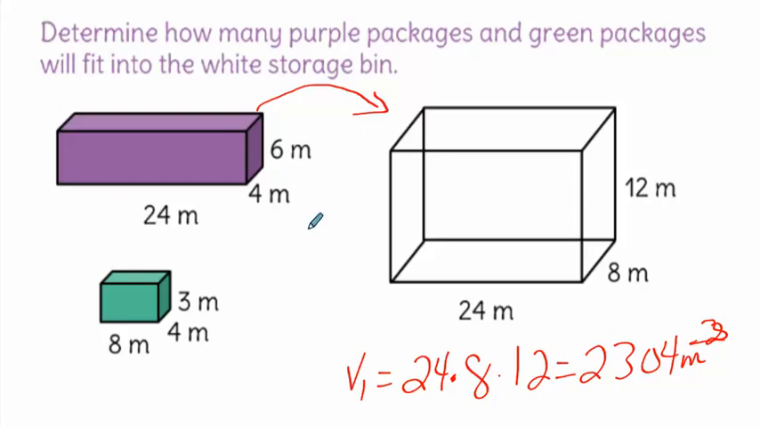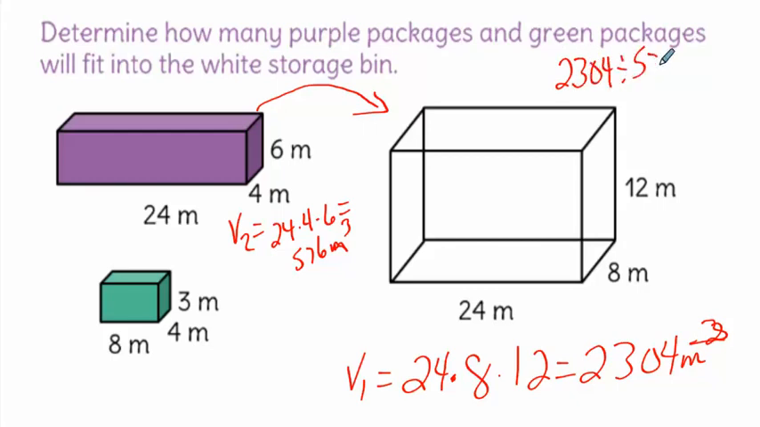Then I need to find the volume of the second container over here. This is the volume of the second one. That's 24 times 4 times 6, and that equals 576 meters cubed. Now I'm simply going to divide these two. You divide the original one, volume 1, by volume 2 of the second one. So 2304 divided by 576. Grab my calculator.